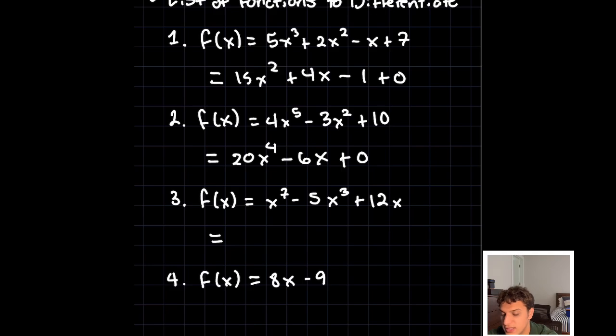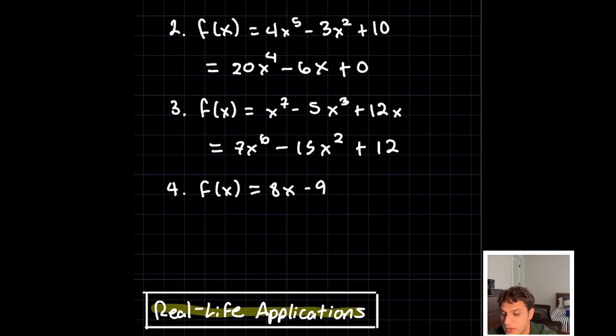Our third function is x to the seventh minus 5x cubed plus 12x. The answer is going to be 7x to the sixth minus 15x squared plus 12. And then our last function is 8x minus 9. And the answer is very easy. It's just going to be 8. Since 9 is a constant, it's going to be 0.